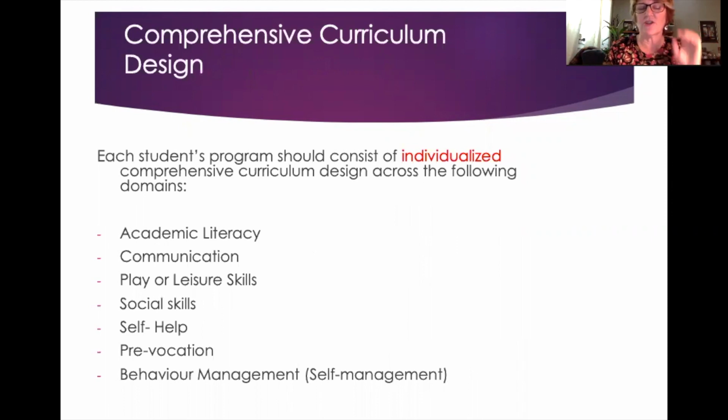school, maybe the educational assistant or ABA support worker, each student should have programs that can target comprehensive curriculum design across the domains of academic literacy, communication, play skills, leisure skills, social skills, self-help, pre-vocation, like getting ready to go into the workplace, and behavior management, which would probably be the most important aspect of it throughout the child's schooling. And it should be individualized.